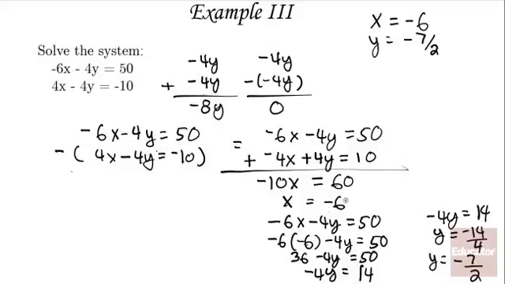Since x equals negative 6, I can just substitute into the first or second equation. I picked the first equation, substituted in for x, and that gave me this equation. I went ahead and solved for y, finding that y equals negative 7 halves. So x equals negative 6, y equals negative 7 halves.